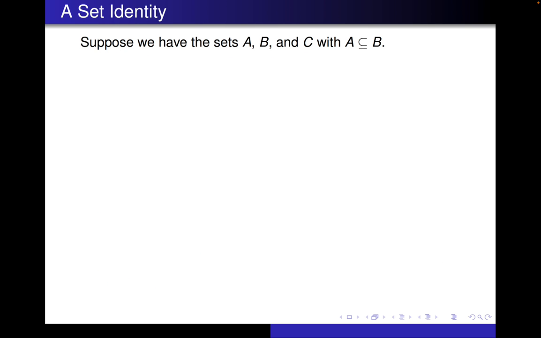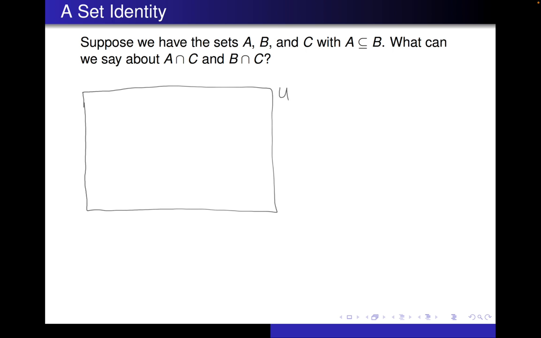All right, so now let's look for a general set identity where A, B, and C are not particular sets, but they could be any old sets. We're going to have to make some extra assumptions to make this theorem interesting. So what we're going to do is we have three sets A, B, and C, and all we know is that A is a subset of B. And the question I want to know is, what can we then say about A intersects C and B intersects C? What's the relationship? Do they have a relationship? Maybe they do, maybe they don't.